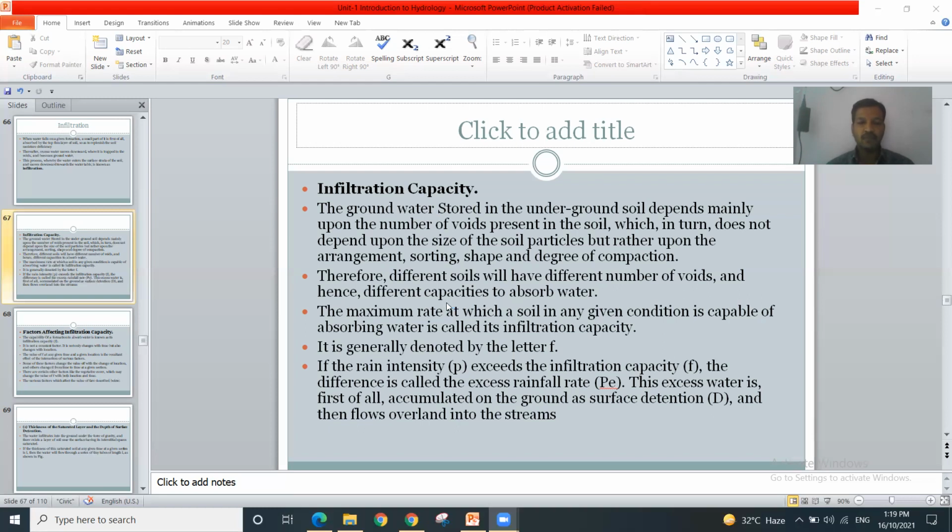When water falls on the ground surface, the water will be absorbed by the soil. The maximum rate at which the soil is capable of absorbing water is called infiltration capacity. The infiltration capacity is denoted by the small letter f.